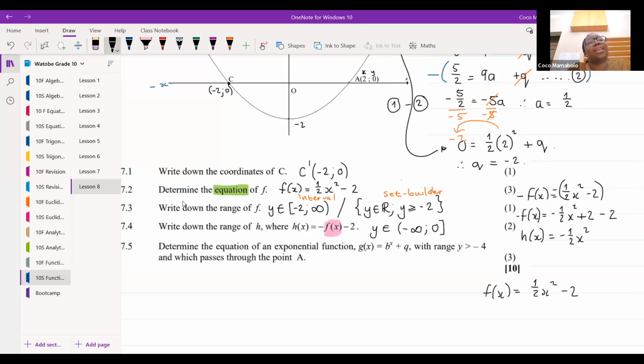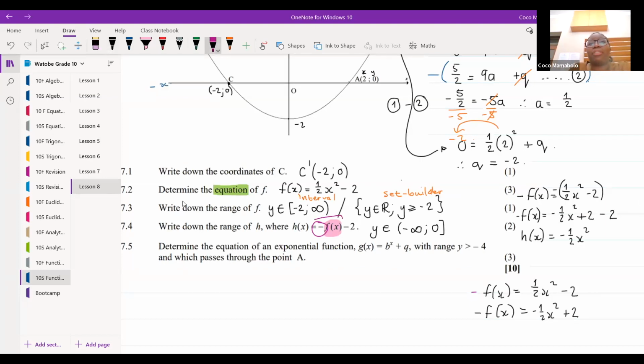Now, they don't want f of x. They want negative f of x. So what I need to do is take my whole equation and multiply it by minus, correct? You with me? So now I've got negative f of x is equal to, what's going to happen to this positive a half x squared? It's going to become negative. Good. Negative half x squared. And what's going to happen to negative 2? It's going to become positive 2. Good. We're not done.